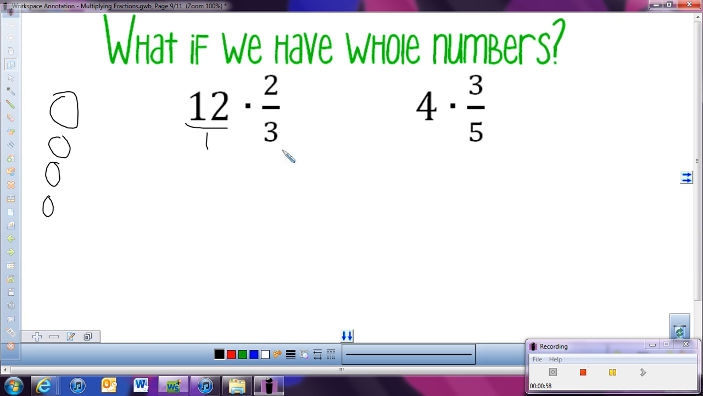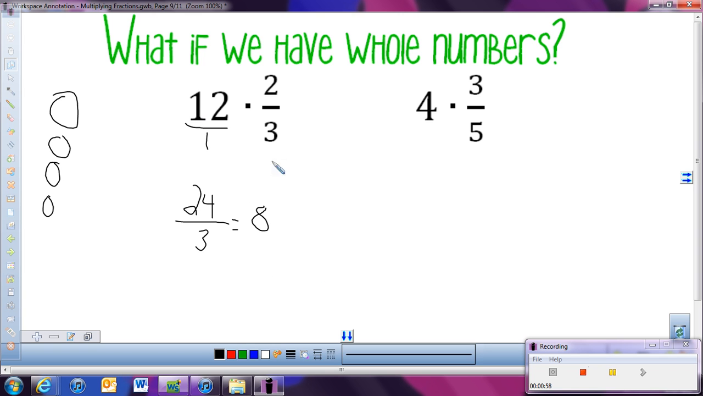Now I have two fractions. Now I can simply multiply. 12 times 2 is 24. 1 times 3 is 3. And then we can simplify. 24 divided by 3 is 8. So my answer is 8.